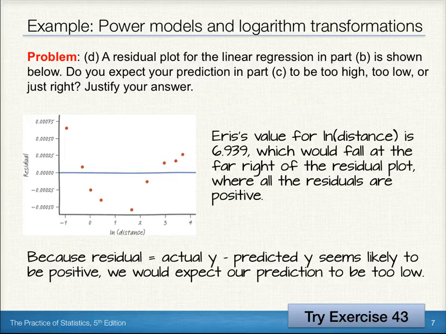Now for some additional practice with power models and logarithm transformations, try exercise 43.